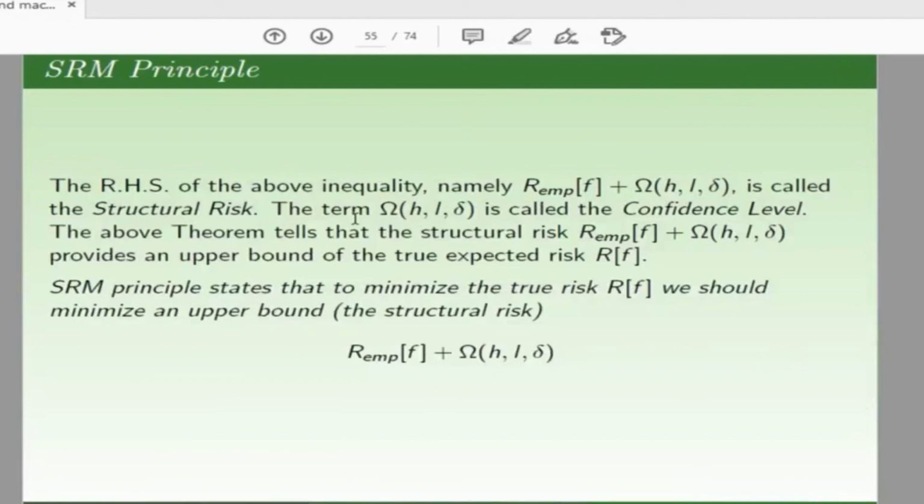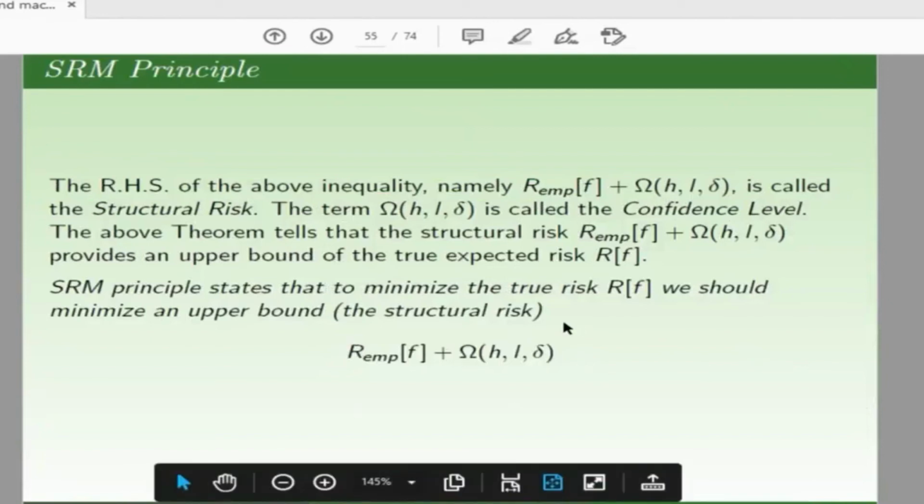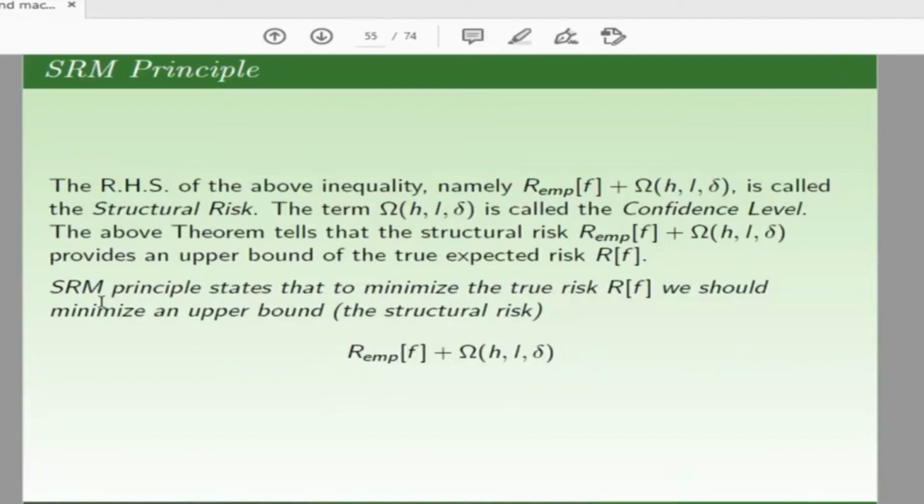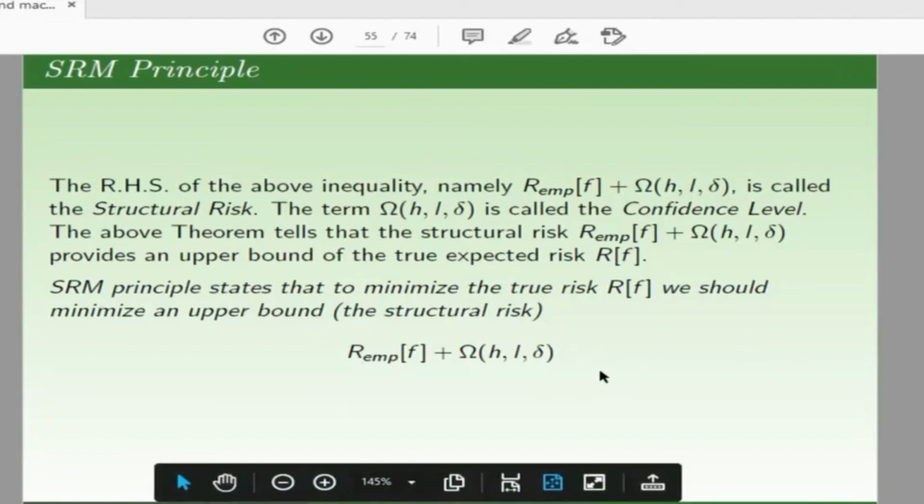So the right hand side of the equality, namely this one, is called the structural risk. So it's nothing but this one. And the structural risk minimization principle simply says that you minimize this whole thing. Please try to understand: empirical risk minimization principle means minimize this part only. The SRM principle says minimize this whole thing.